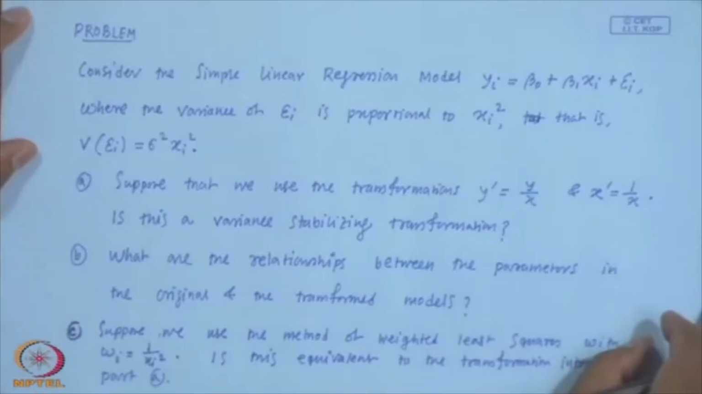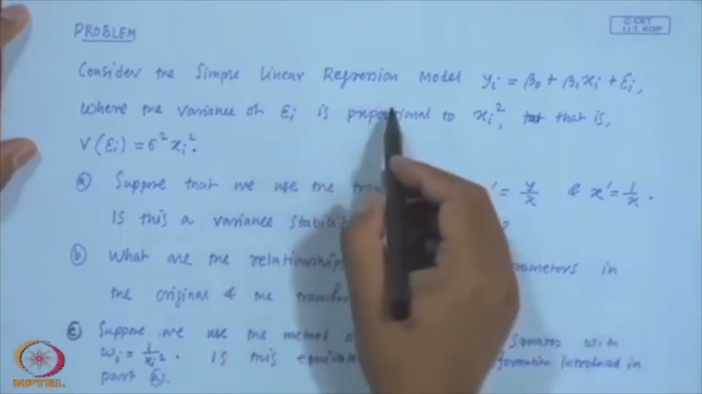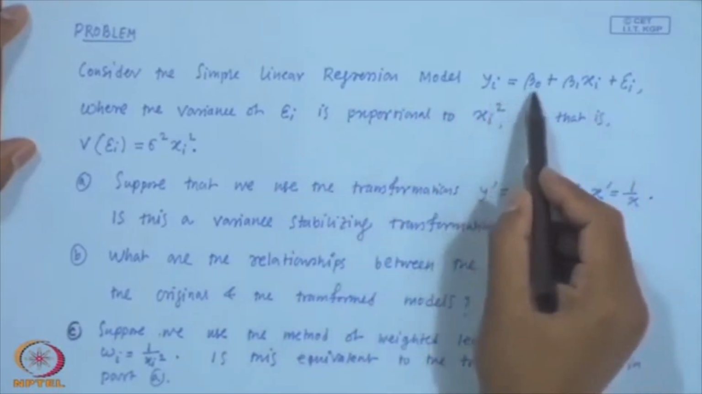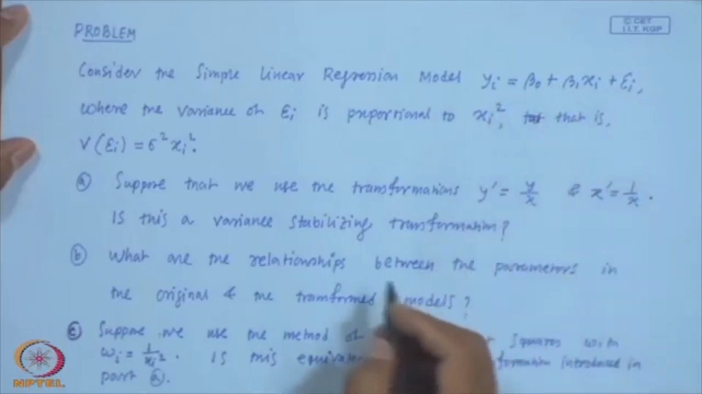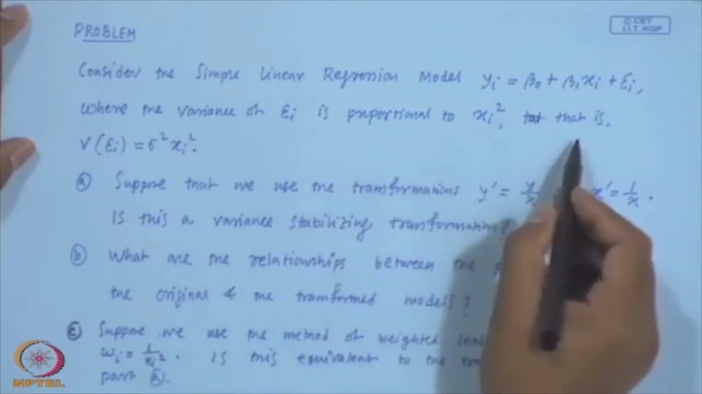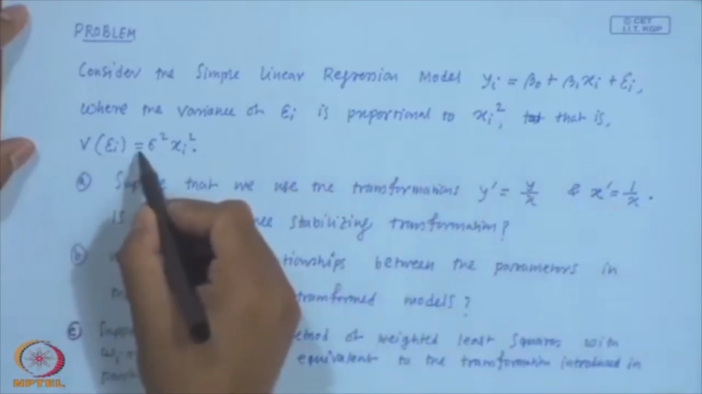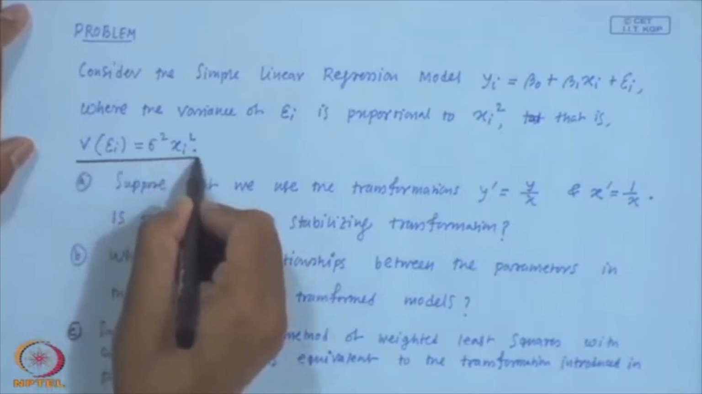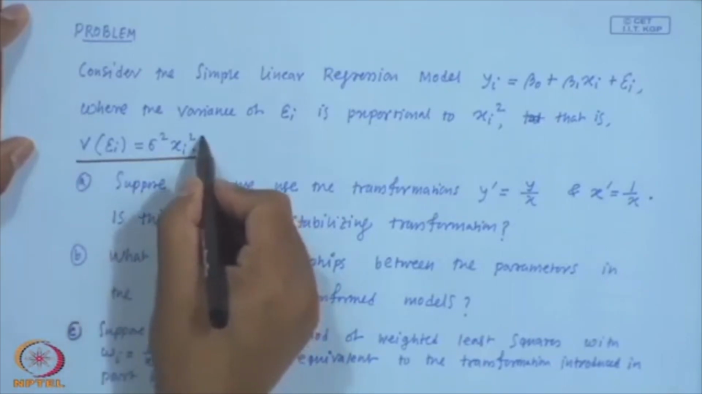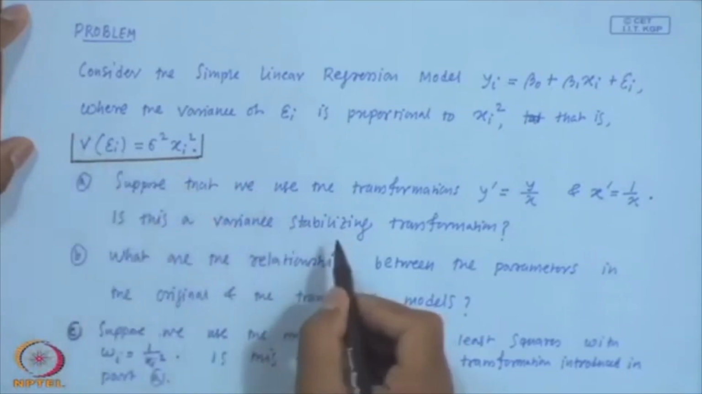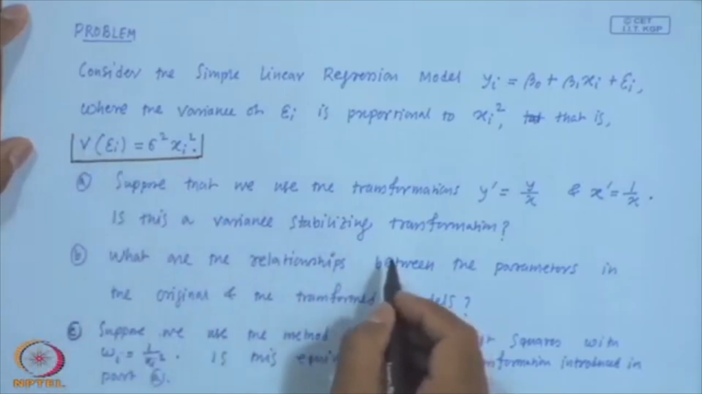Well, here is the problem. Consider the simple linear regression model y_i equal to beta naught plus beta 1 x_i plus epsilon_i, where the variance of epsilon_i is proportional to x_i squared. That is, the variance of epsilon_i is equal to sigma squared x_i squared. So, this means the assumption of constant variance is not satisfied. Okay.